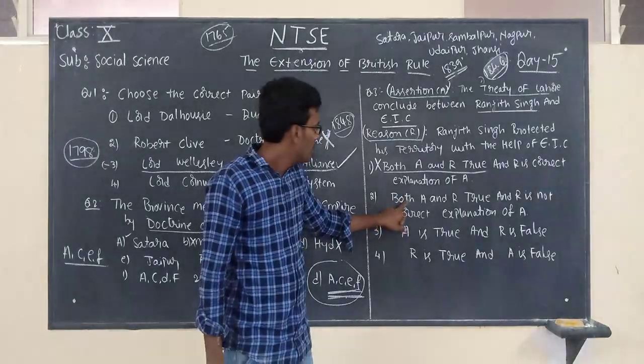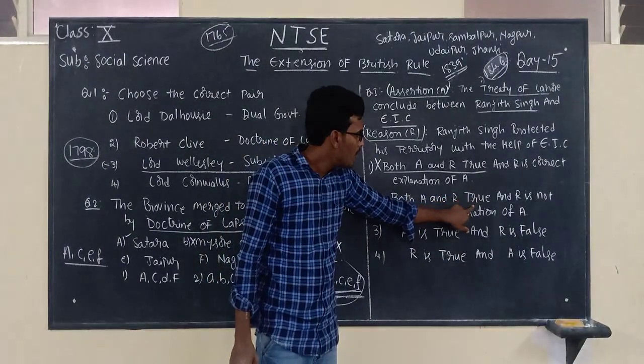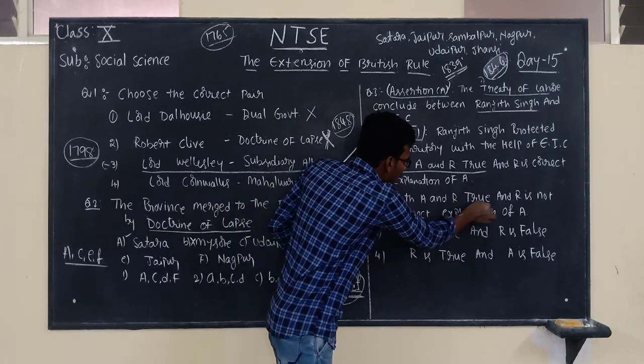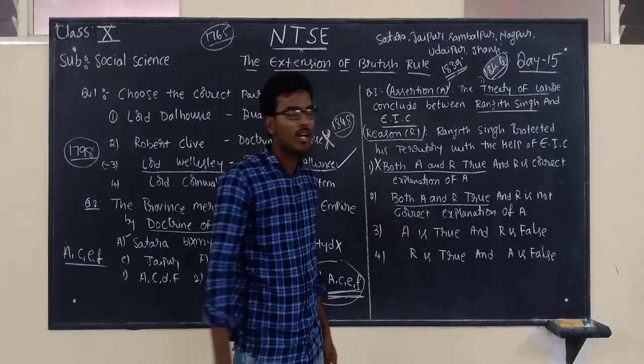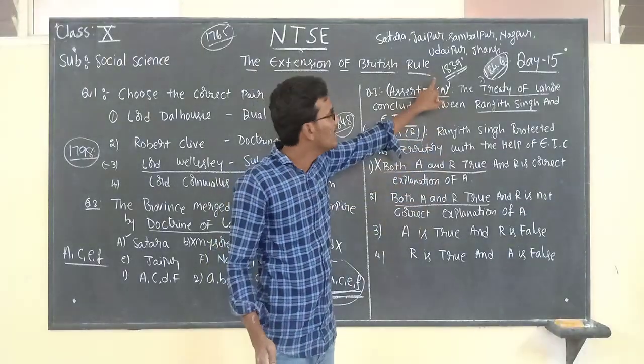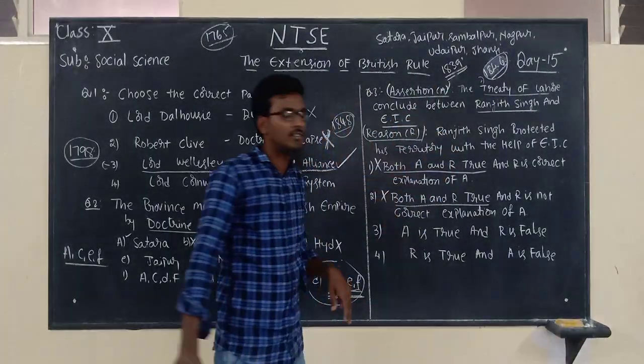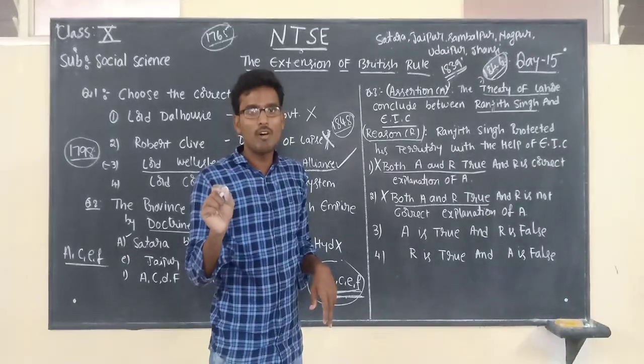Second statement. Both A and R true. R is not a correct explanation. Here also they have mentioned both A and R true. Actually no. A is false, R is true. This is also a wrong answer. I hope you are following well.